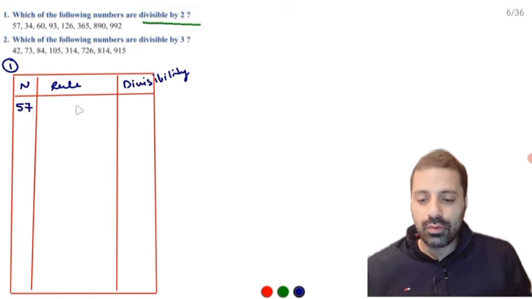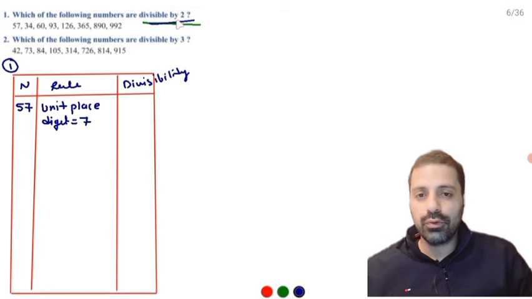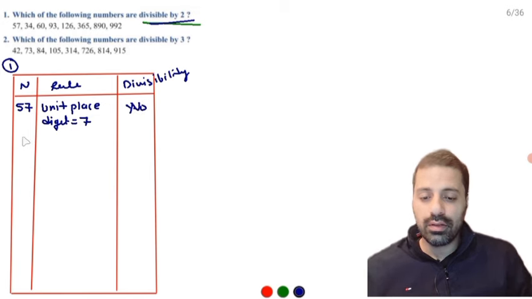Okay. So the first number given here is 57. Divisibility of 2 says that the unit place digit, that is 7, and according to the divisibility rule of 2, the unit place digit must be even. So here the answer will be no.